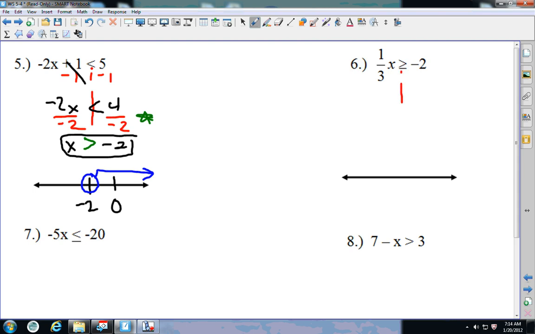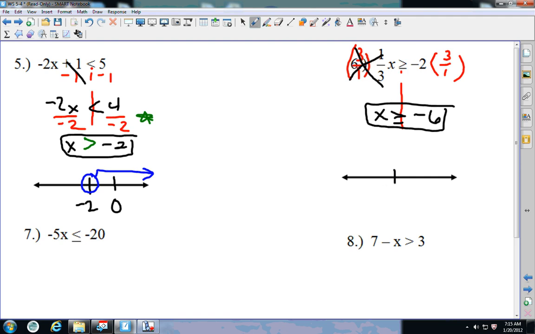Number 6. Right here we have 1/3 times x. Well, you're going to multiply by the reciprocal. What do I mean? I mean you flip it over and it becomes 3 over 1. And you do that to both sides. Now, by multiplying by the reciprocal, this cancels out. And I get x is greater than or equal to negative 6.